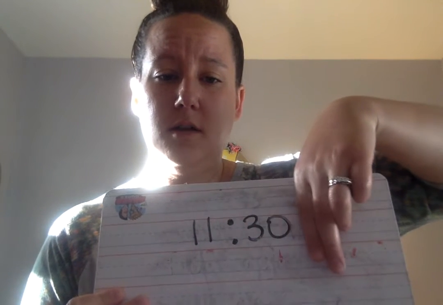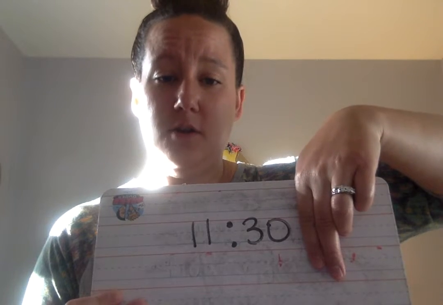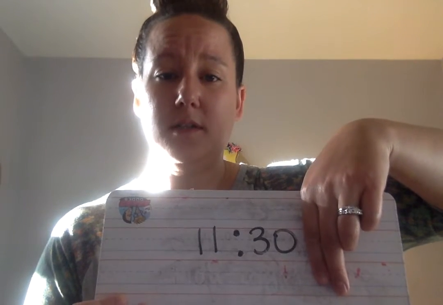I apologize. When we write 11:30, write your hours first. So the hours were 11, and then 2 dots, and then your minutes is 30 because the minute hand was on the 6. Okay? Let's do a couple more together.